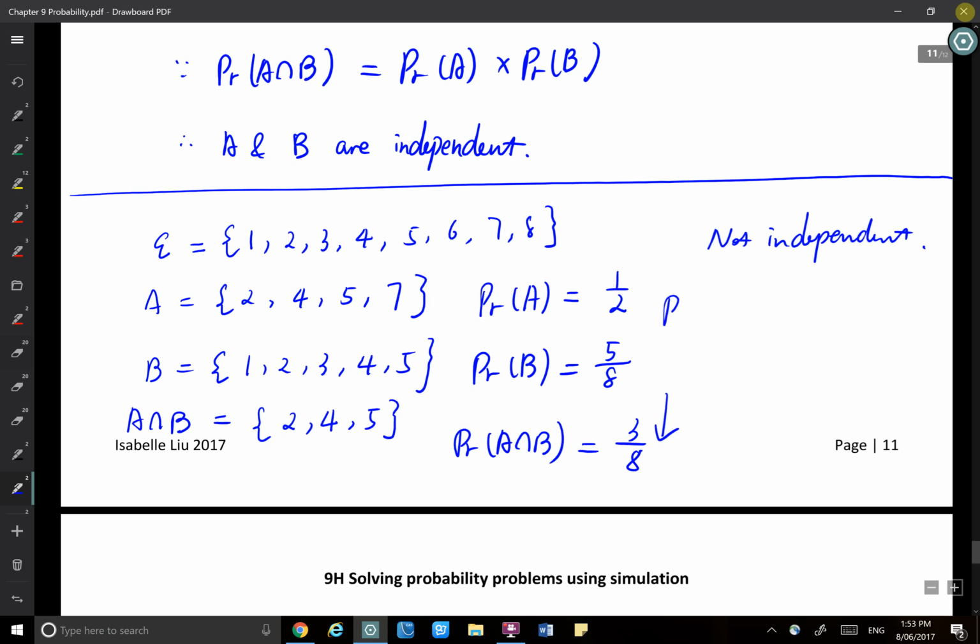So you will say, what does probability A times probability B give you? 5 over 16. Although it's quite close. Okay, that's 6 over 16, but it's still not equal. Okay, they are not equivalent. Therefore, they are not independent. So that's how we do those types of questions.